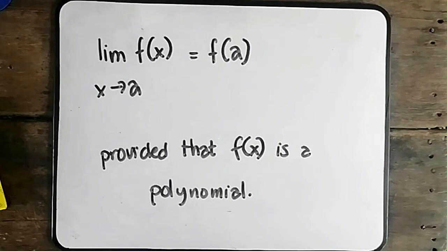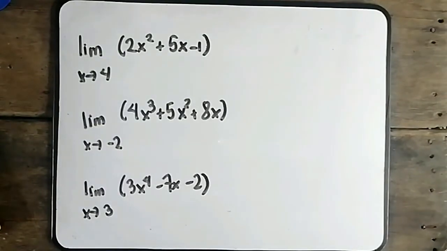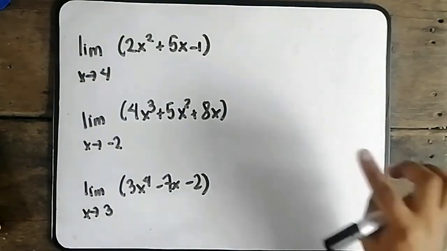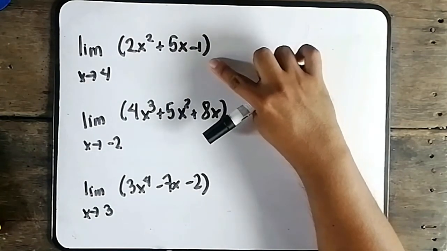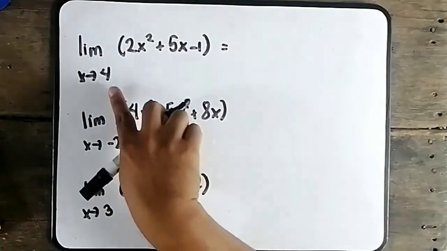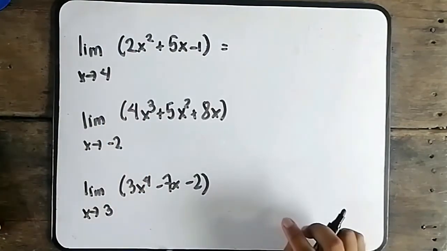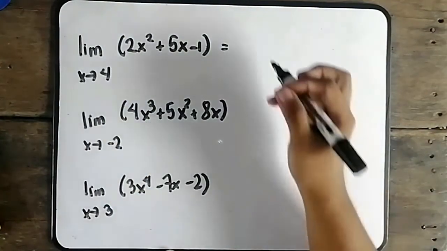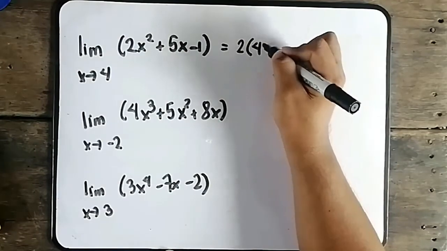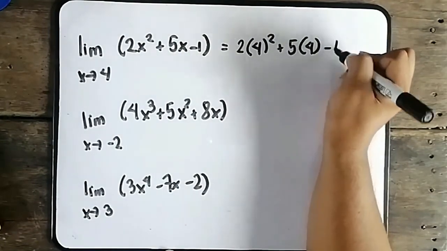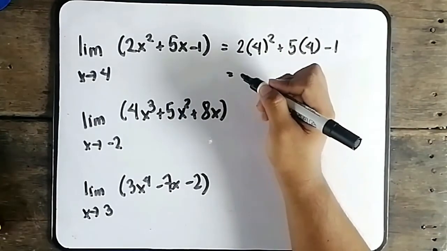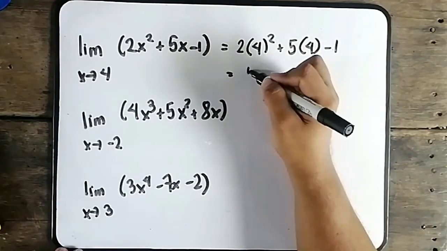So balikan natin yung mga example natin. So since 2x squared plus 5x minus 1 is a polynomial, actually pwede pala nating i-substitute na lang si 4 doon sa function natin. So we have 2 times 4 squared plus 5 times 4 minus 1. So this is equal to 51.